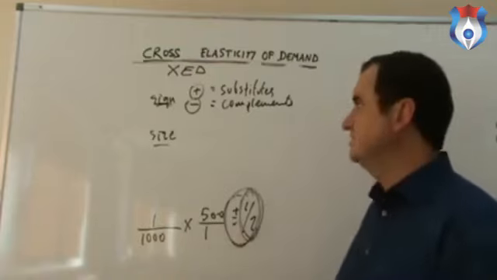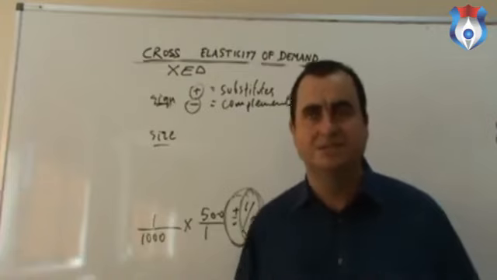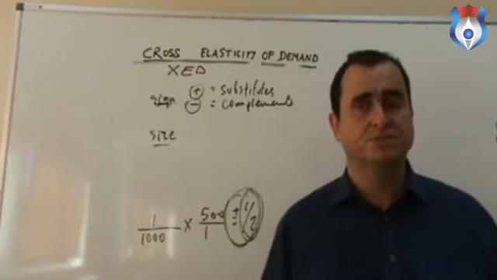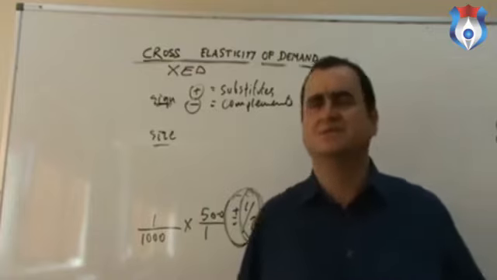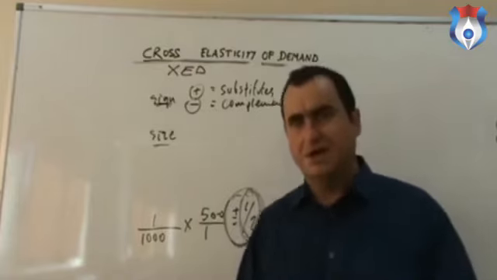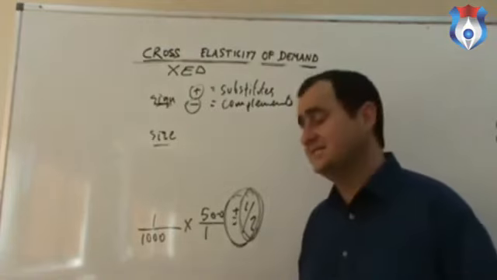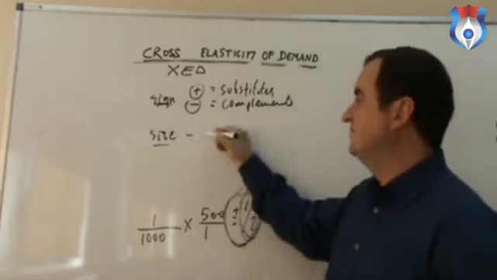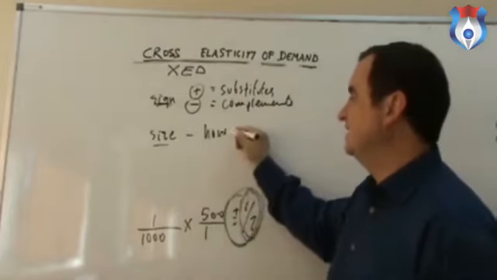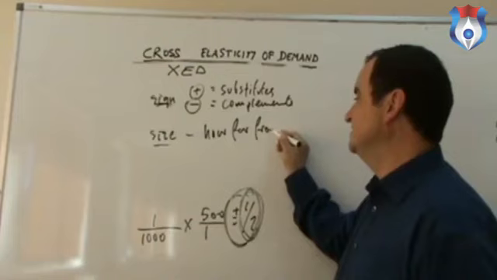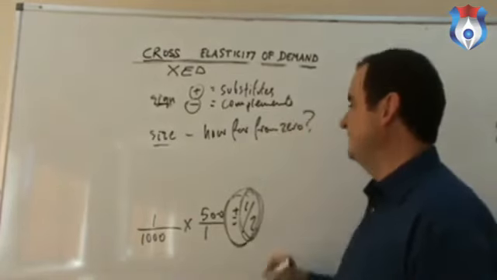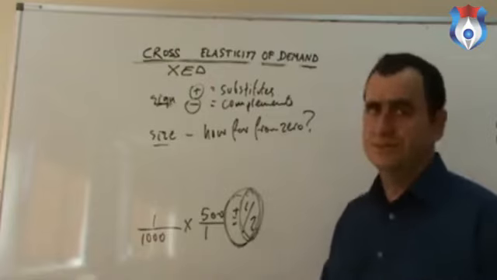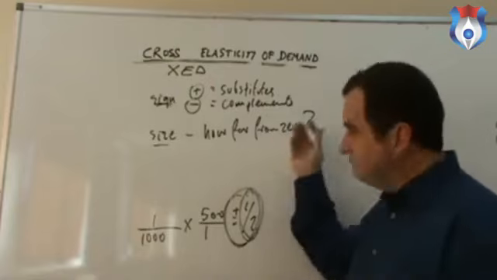So if we were studying the cross-elasticity of demand between carrots and computers, we'd probably find that XED equals 0, no relationship between those goods. A change in the price of carrots doesn't affect our demand for computers. So like income elasticity of demand, it's very important you look at sign and size. Size, we just have to ask how far from 0. The further from 0, strong relationship. Near 0, weak relationship.